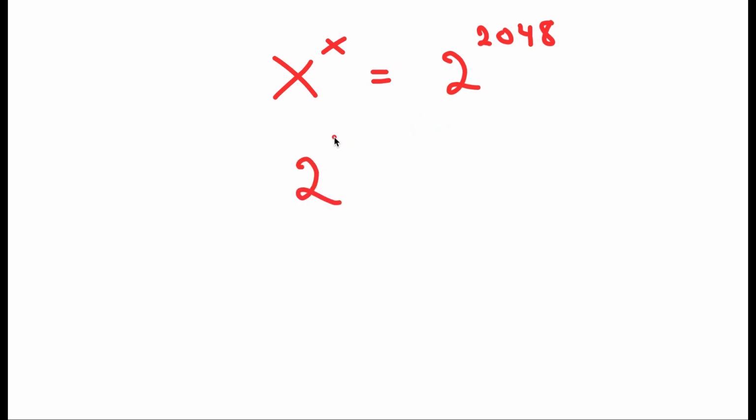Alright, so in this video, I'm going to solve a challenging exponential equation. So the equation is x to the power of x is equal to 2 to the power of 2048. To solve this, I'm going to first start by writing this as 2 to the power of 2 times 1024, where I rewrote 2 to the power of 2048 as this. So x to the power of x is equal to 2 to the power of 2 times 1024.